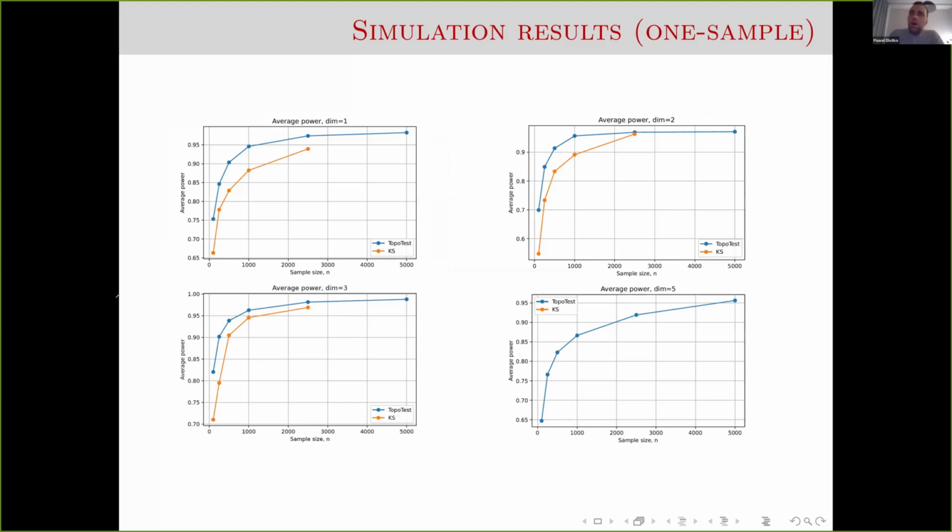In addition, every good test should have the property that if you show it more points, it gives better results, and this is also the case. So over here we just fixed one pair of distributions and sampled more and more points, and on the y-axis we have the average power of the tests. In orange there is Kolmogorov-Smirnov. In blue it's the topo test. Both of them are growing as we are showing them more and more points. Topo test is always on top of our competitor, which is the KS.